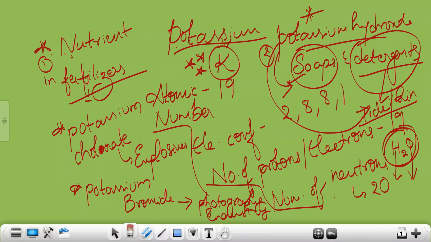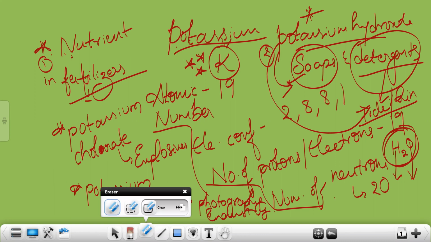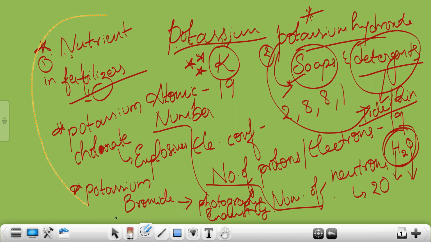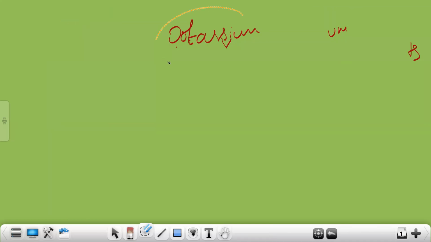Right, so now we are going to study about rubidium. All these points you have to note down in your running notes, so that after completion of this class you can sit and read and learn by heart whatever was taught to you in the class.